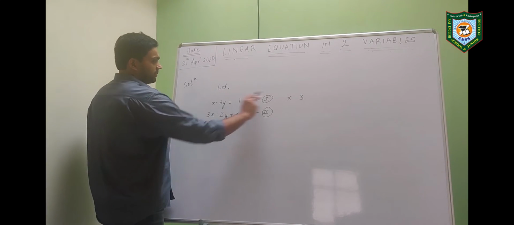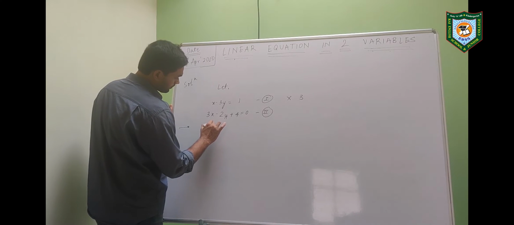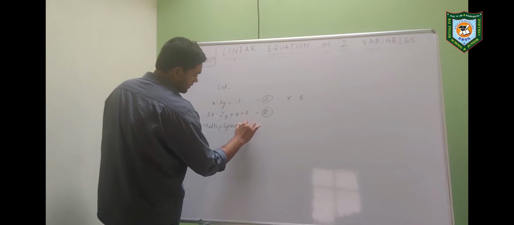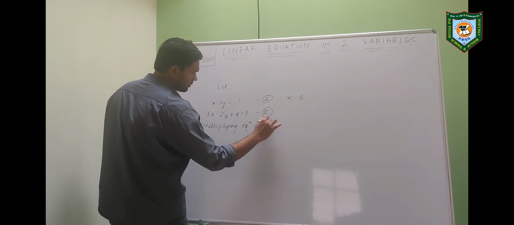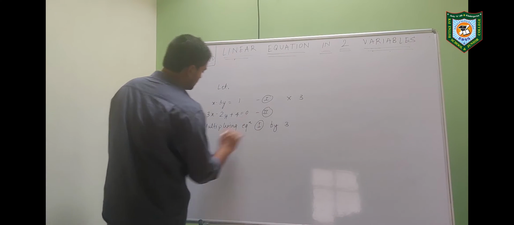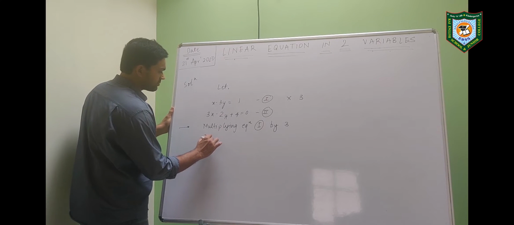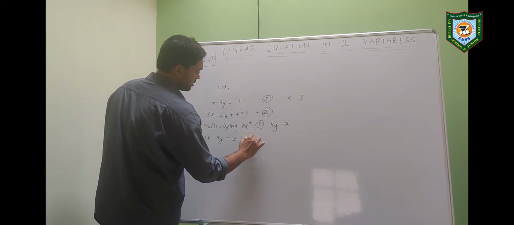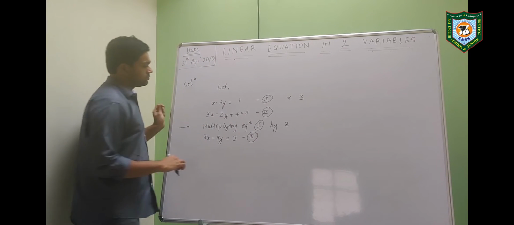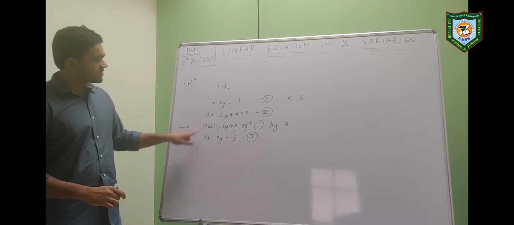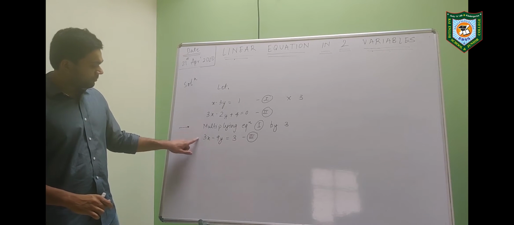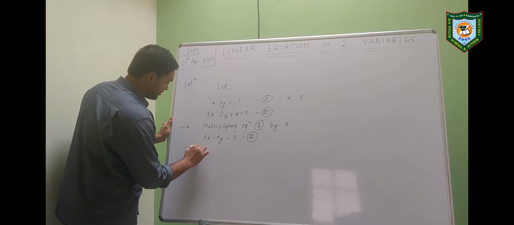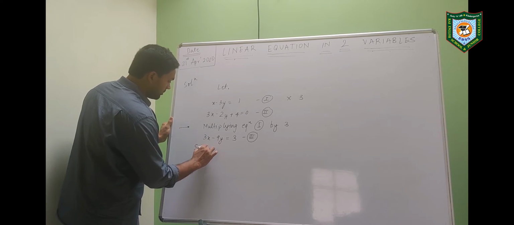So now, multiplying equation 1 by 3, this will give me 3x minus 9y is equal to 3. This is my equation number 3. Now, 3x and this is plus 3x. So clearly, if we want to eliminate x, we need to subtract 3 from 2 or 2 from 3, whichever may be the case.